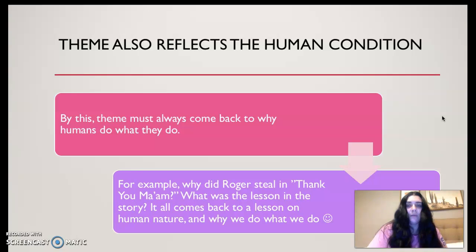This is a good way to think about this. It says, theme also reflects the human condition. And by this, theme must always come back to why humans do what they do. For example, why did Roger steal in Thank You, Ma'am? What was the lesson in the story? And it all comes back to a lesson on human nature and why we do what we do. So when reading it, I'm sure you guys picked up that it wasn't too much about stealing. It was about doing the right thing. And this woman had taught him that stealing wasn't okay, that he could have asked for help. He could have done a lot of other things besides taking away from her because he was missing out.